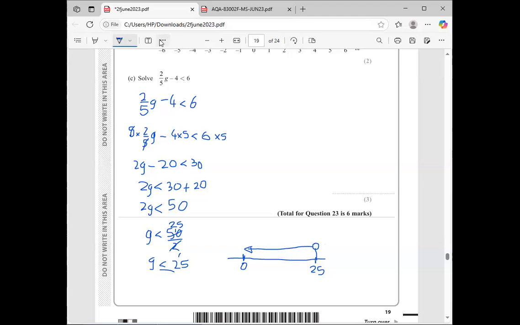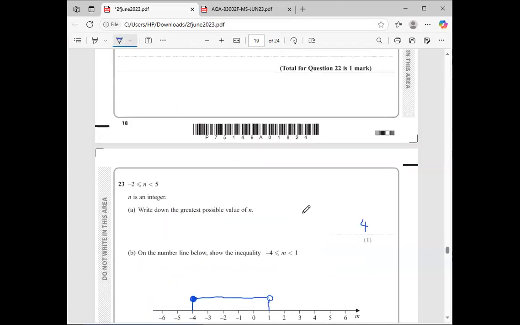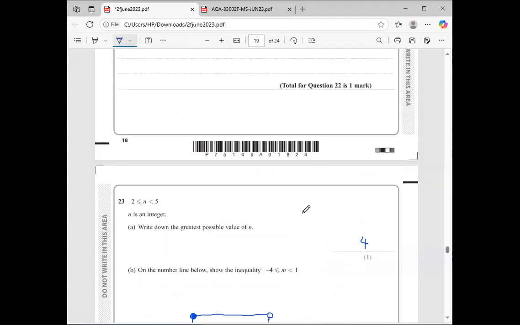So please take note of these little things. They are the things that count when it comes to inequalities. Okay. Any question on this? Any question? No. Okay, good. So we're moving on.